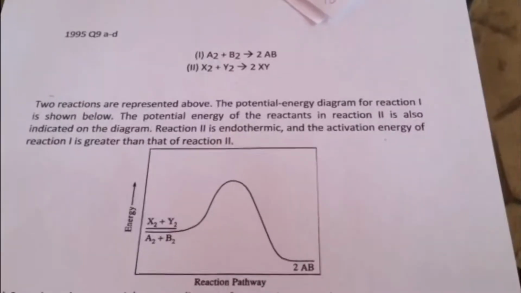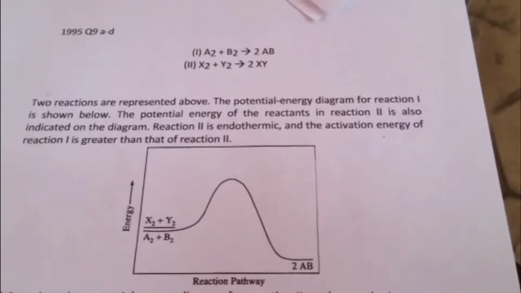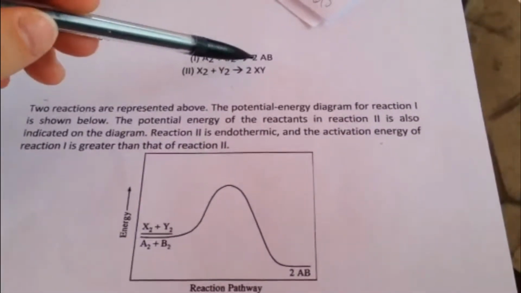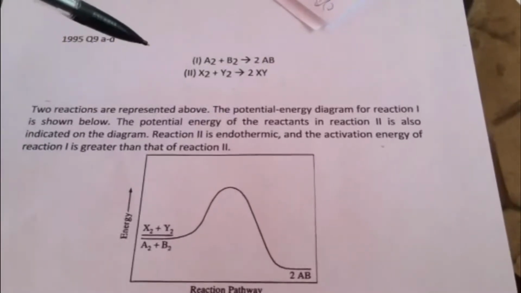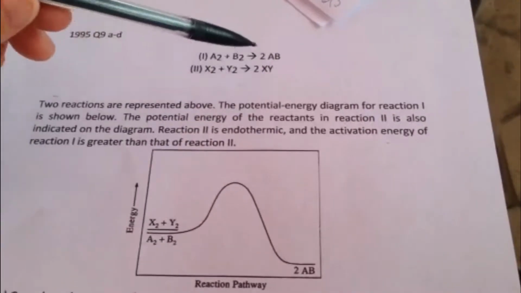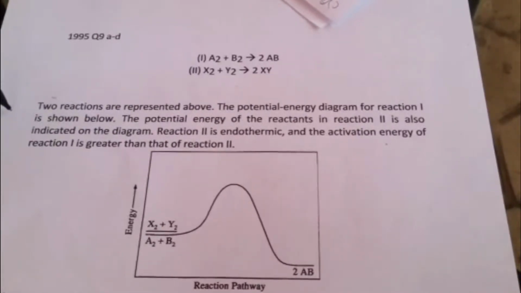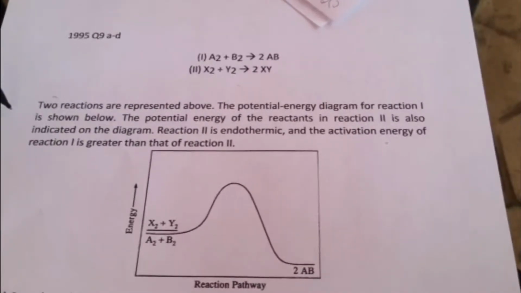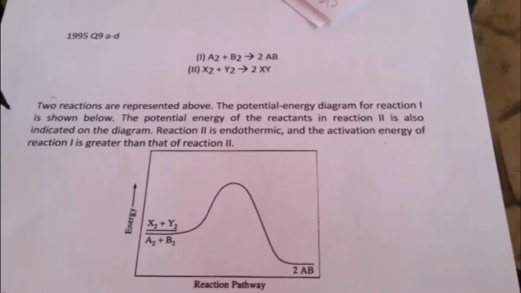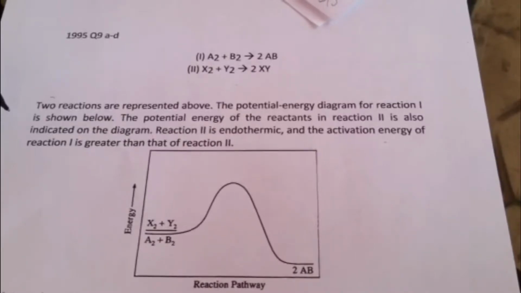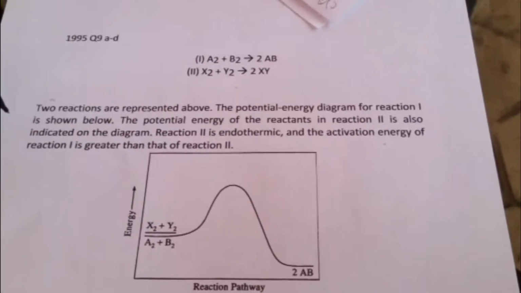2 reactions are given at the beginning of the problem, the first one being A2 plus B2 yields 2AB. The second reaction is X2 plus Y2 yields 2XY. The problem states that 2 reactions are represented above. The potential energy diagram for reaction 1 is shown below. The potential energy of the reactants in reaction 2 is also indicated on the diagram. Reaction 2 is endothermic, and the activation energy of reaction 1 is greater than that of reaction 2.